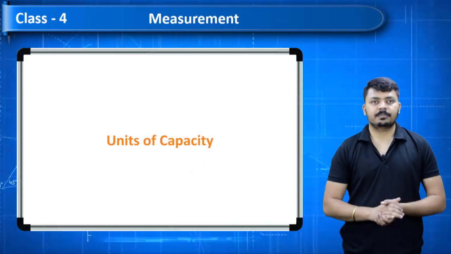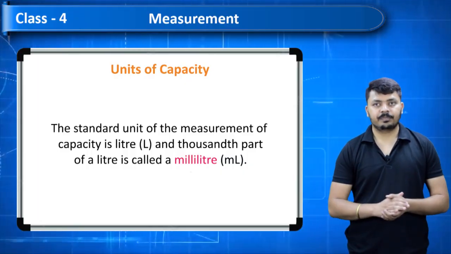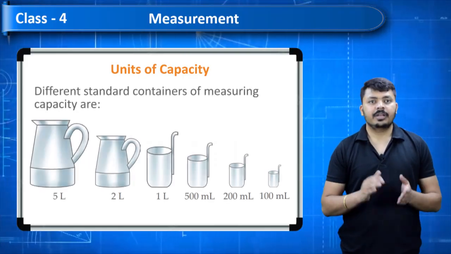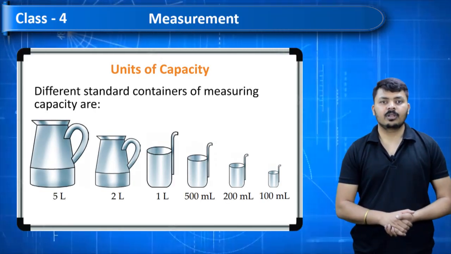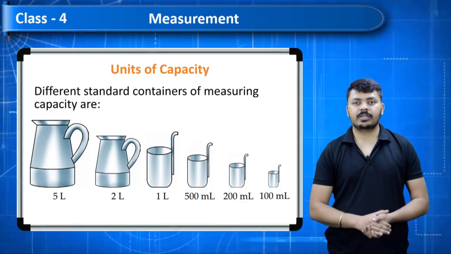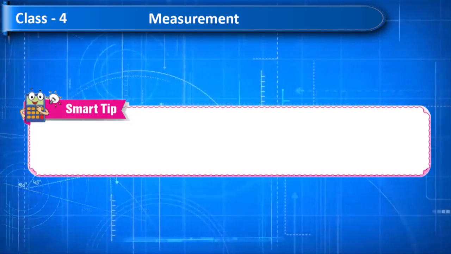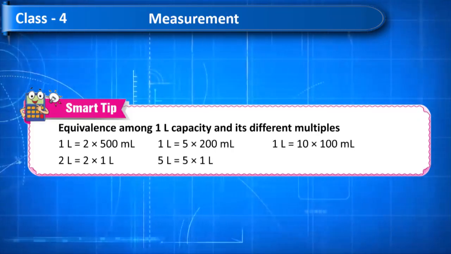Units of capacity. The standard unit of measurement of capacity is liter, and 1000th part of a liter is called a milliliter. Different standard containers of measuring capacity are 5 liter, 2 liter, 1 liter, 500 ml, 200 ml and 100 ml. Smart tip: equivalence among 1 liter capacity and its different multiples.